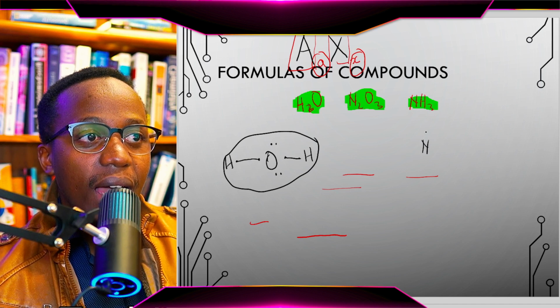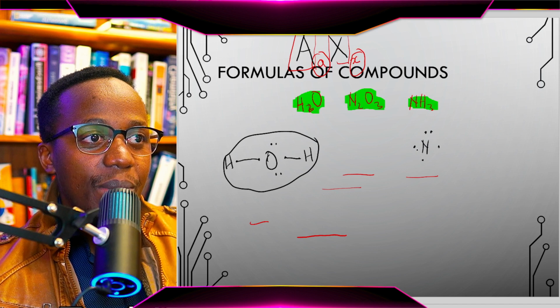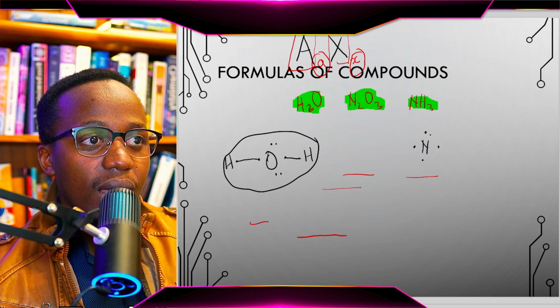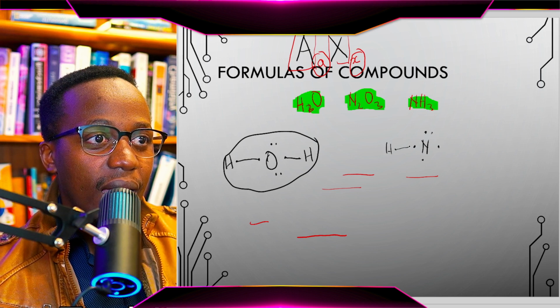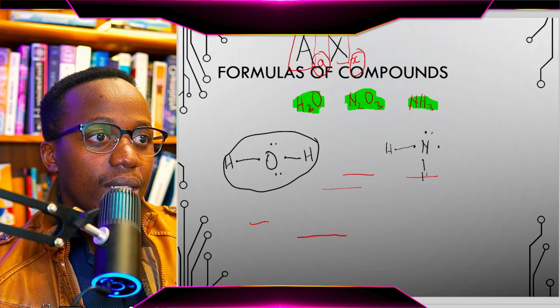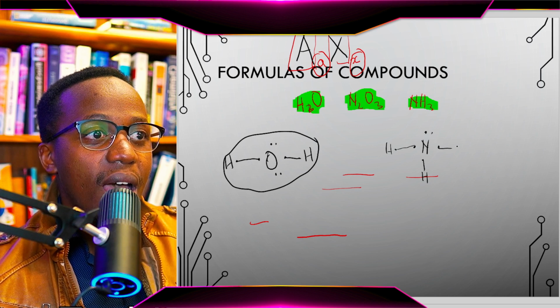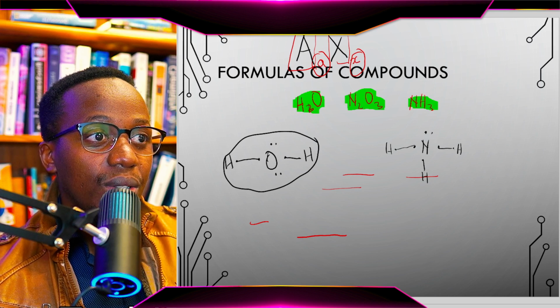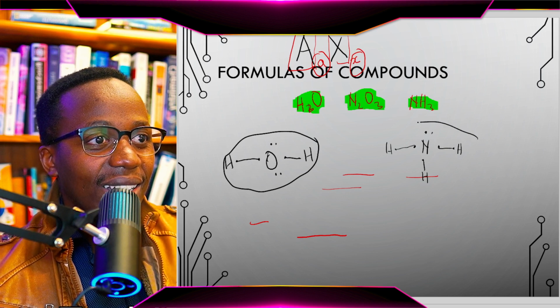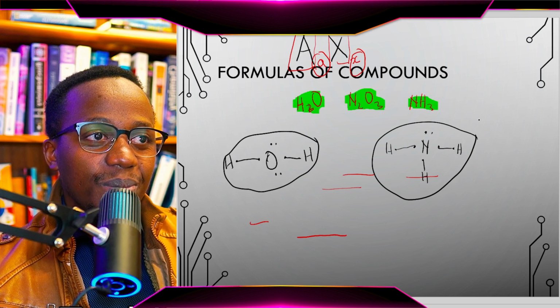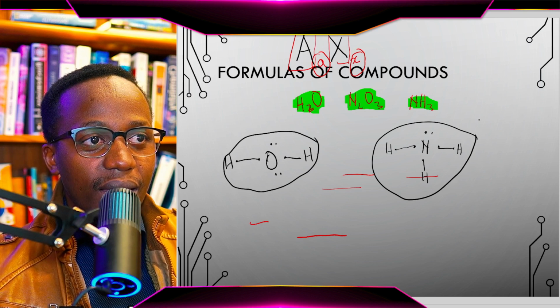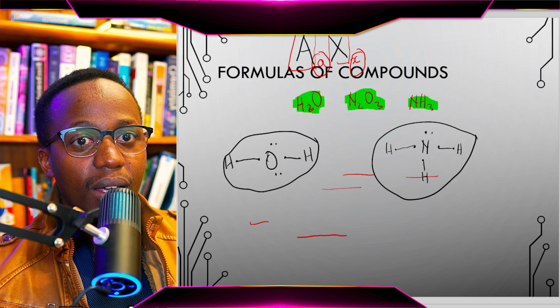N has 5 electrons. So 1, 2, 3, 4, 5. What does that mean? It has 3 electrons that are free. So 3 electrons that are free are going to take up how many hydrogens? 3 hydrogens. Why? Because the hydrogen can only take 1. You see how it's happening? So this is where the formula comes from.